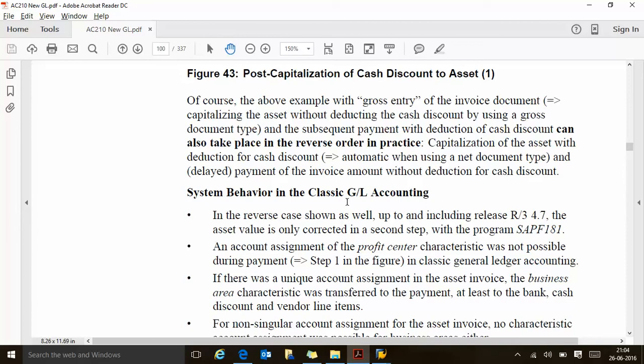When using the net document type, the delayed payment of the invoice amount without deduction of the cash discount. So capitalization of the asset with deduction of cash discount and payment of the invoice amount without deduction of cash discount.